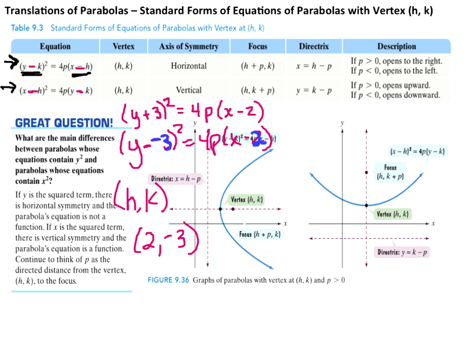So, is everybody good with that? And then, of course, your directrix is going to have the h involved if it's x equals, and the k involved if it's y equals. Your focus has it added on to either the x or the y. Once again, this will be a really good page to have sitting in front of you when you take your test.